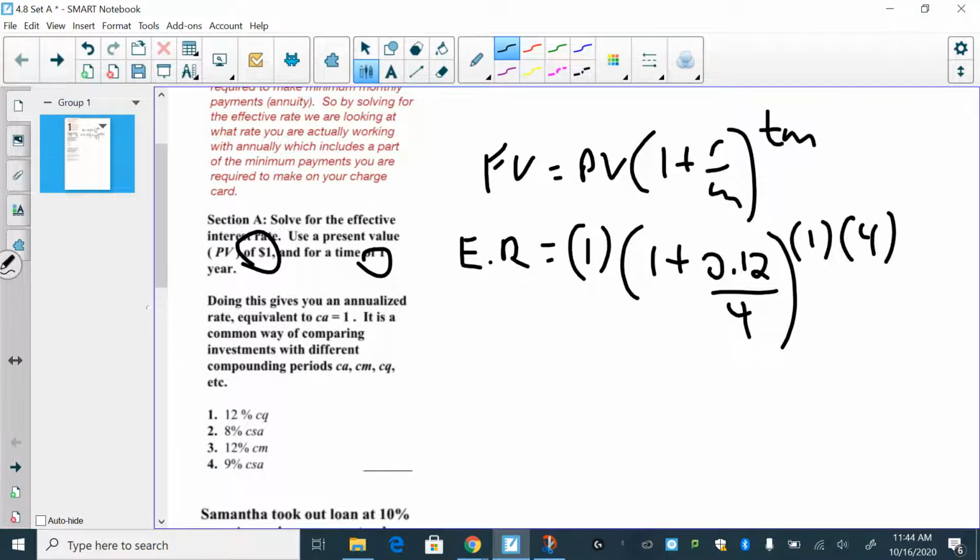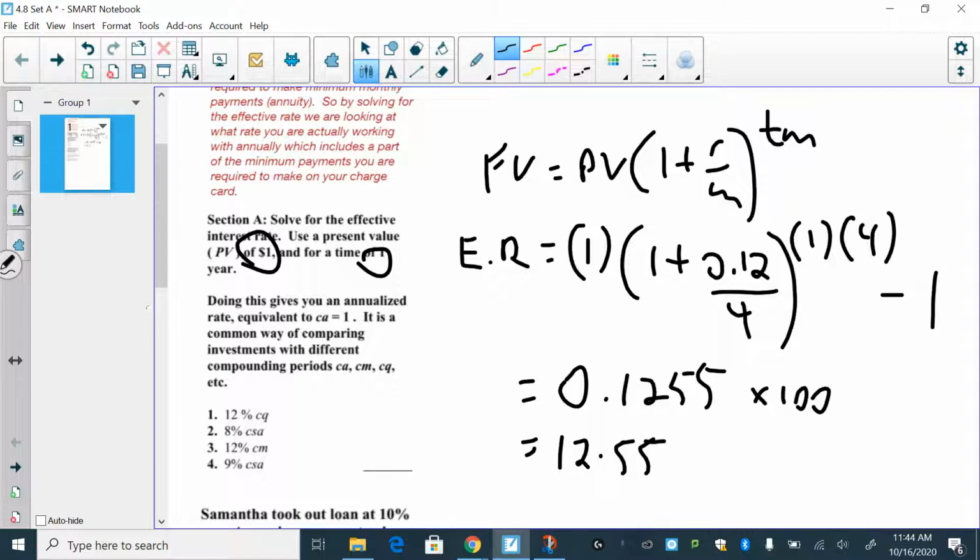So you're going to do that. But what we're going to do is add something. We're going to subtract 1 here at the end. Make sure you include that, because it's not really in your formula package. So 0.12 divided by 4 plus 1 to the exponent of 4 minus 1, and I get 0.1255. Now, because I'm looking for a rate, that's the percent answer. You're going to multiply by 100. So you get 12.55%. And this is always going to be compounded annually. So we're annualizing our rate.